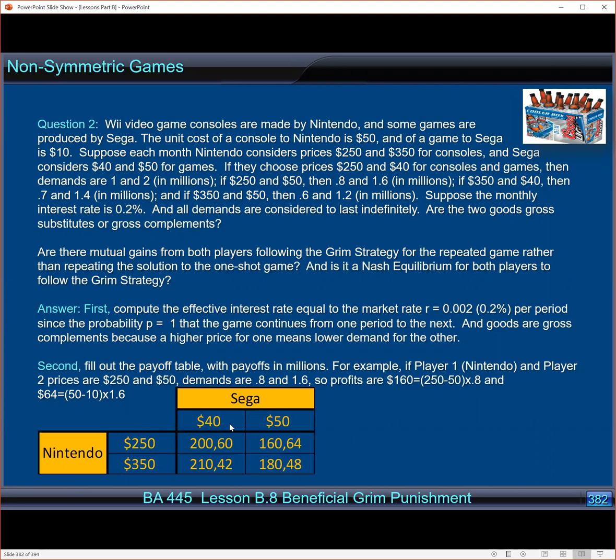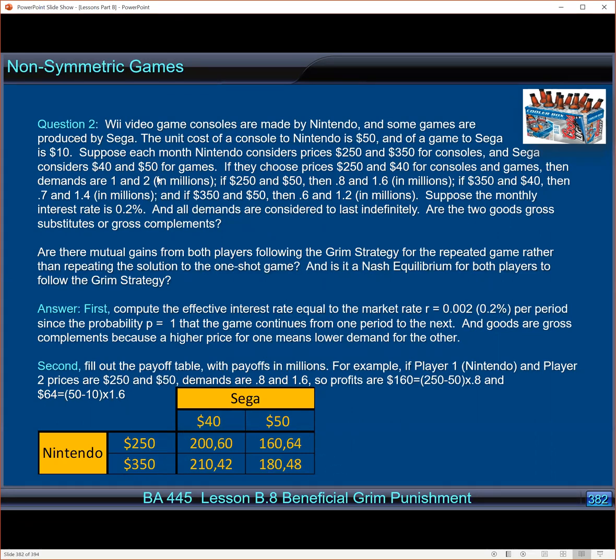and 50 for Sega. Those are the two choices. And then depending on prices, I tell you the demands, and these are in millions. It's going to turn out when we compute profits, they're going to be big numbers in millions, and so this profit table is going to be, the numbers will each be millions of dollars.